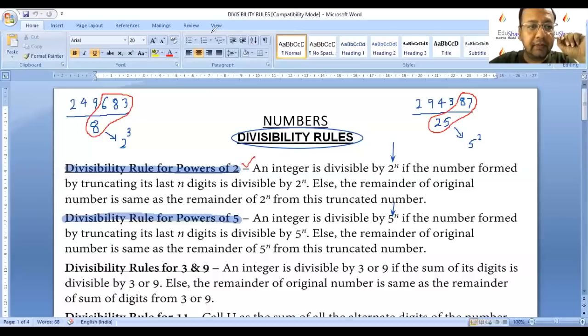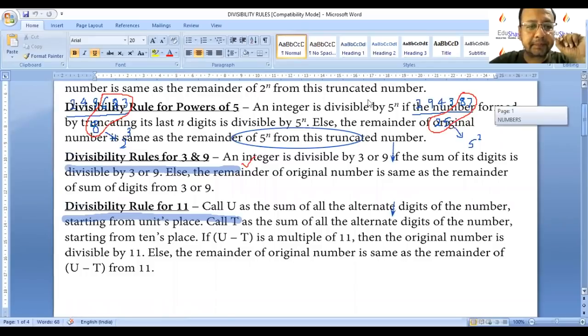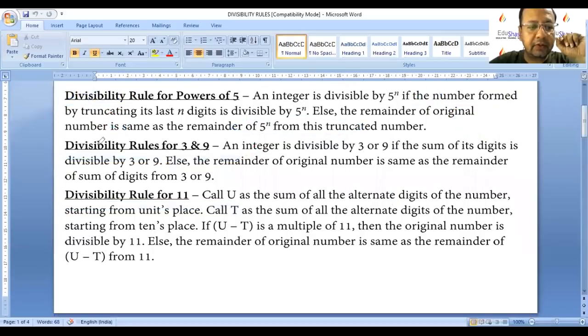Now moving further and checking some more rules for different numbers, right? The next variety of numbers is the divisibility rules of 3 and 9. What are these rules? An integer is divisible by 3 or 9 if the sum of its digits, yes, this is very important, if the sum of its digits is divisible by 3 or 9, as the remainder of the original number is the same as the remainder of the sum of digits from 3 or 9.